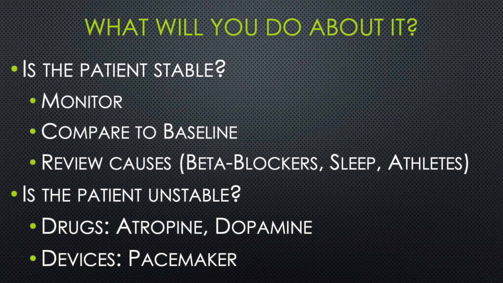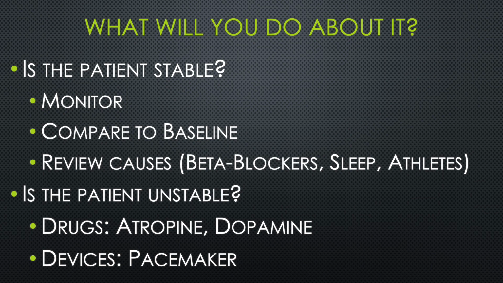So what if the patient's not stable? What if when we check their vital signs, their blood pressure was low? What if they were complaining of dizziness, lightheadedness, fatigue, shortness of breath, anything like that? Then we might consider giving them drugs or devices. So your drug choices are either atropine, which I remember because it's TROP in the middle and it triples the rate of the pulse, or dopamine, which has PAM in the middle and it's the pulse acceleration machine.